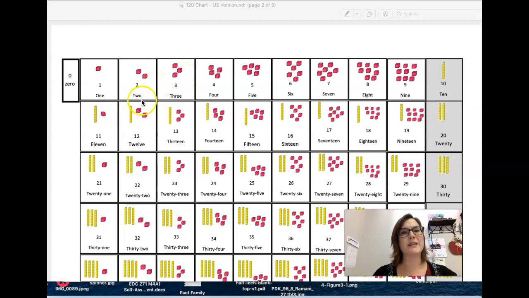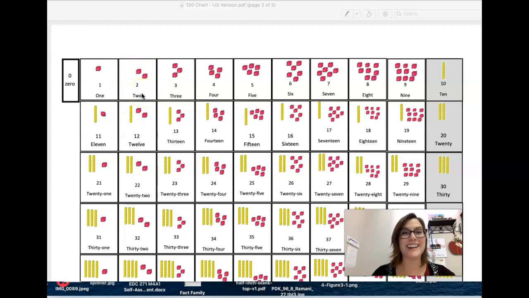Let's look at its neighbor that it shares this line with, its neighbor under it or below it. Well, that didn't go up or down by 1 unit. Look at that. It went up by a rod, by 10. So this neighbor is 10 more than our number 2.